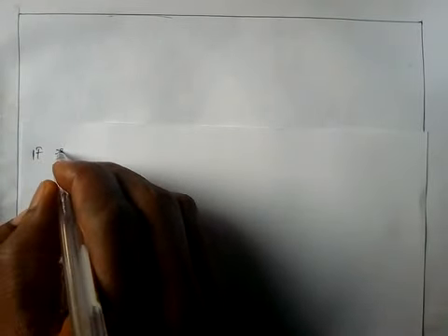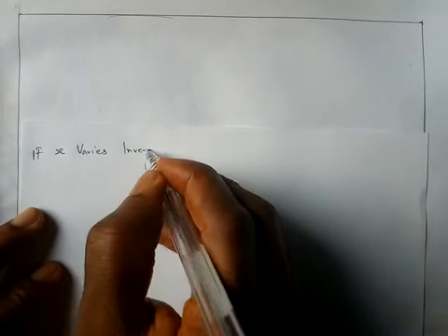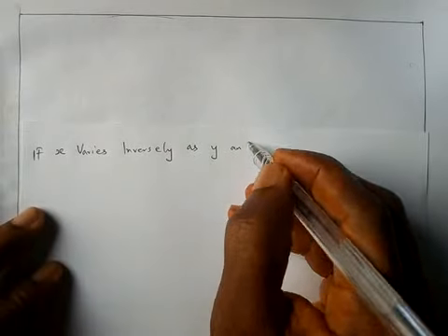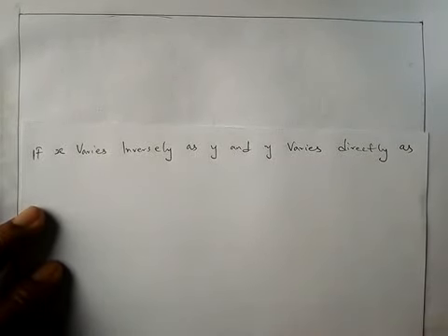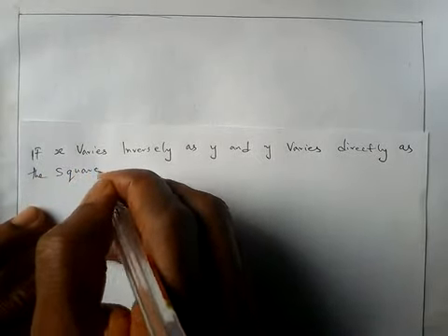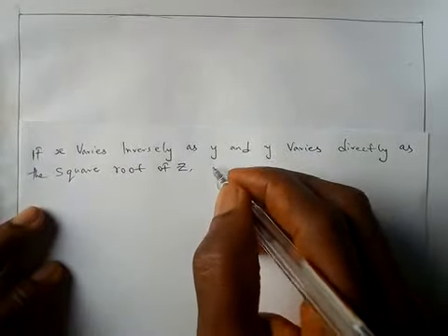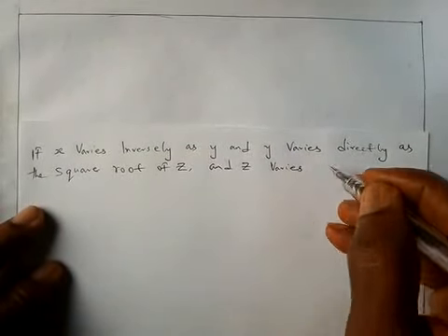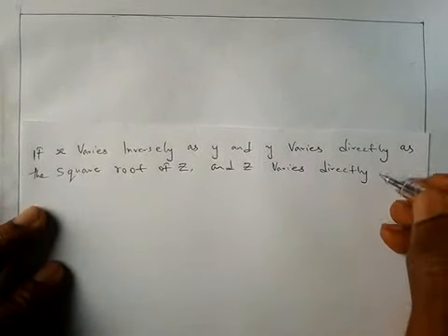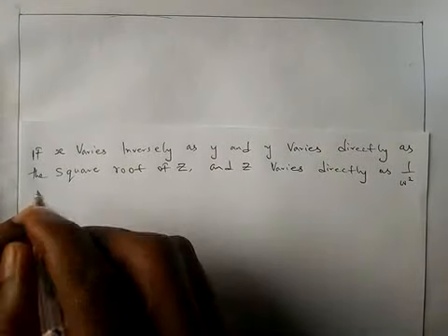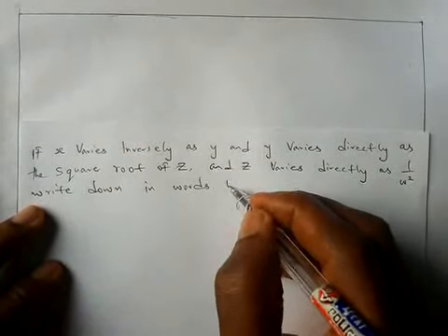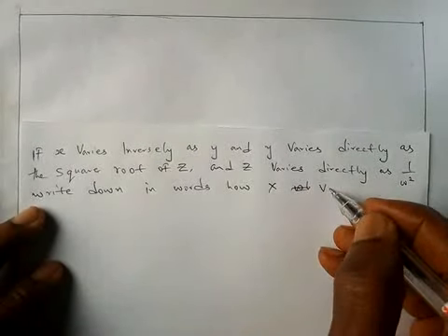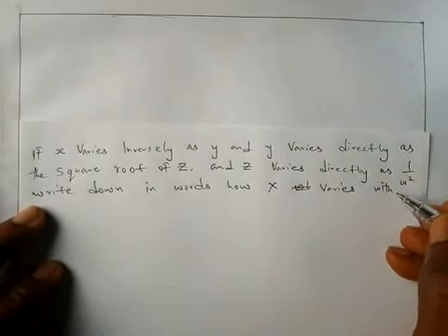This question says if s varies inversely as y and y varies directly as the square root of z, and z varies directly as 1 over w squared, write down in words how s varies with w.